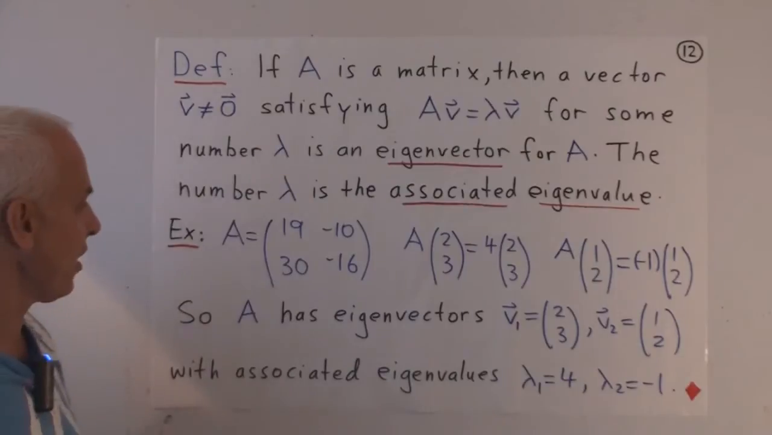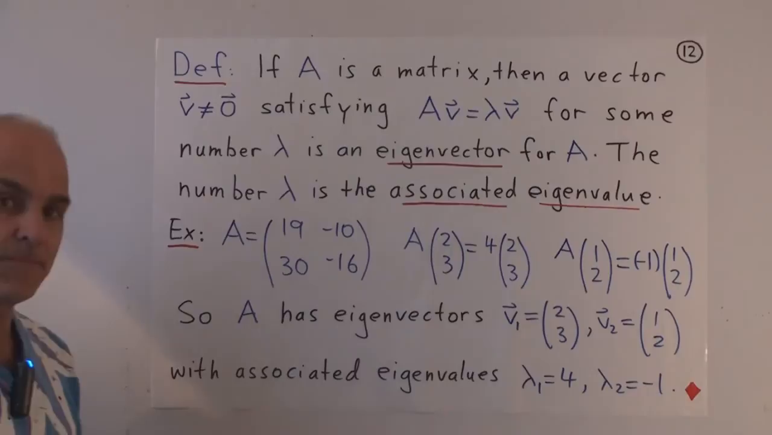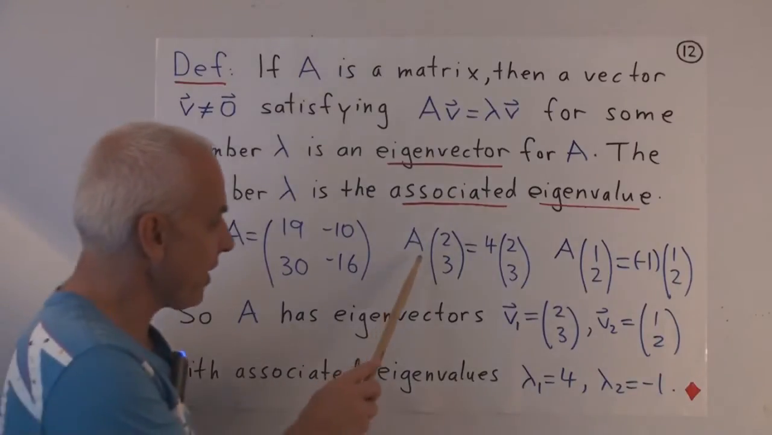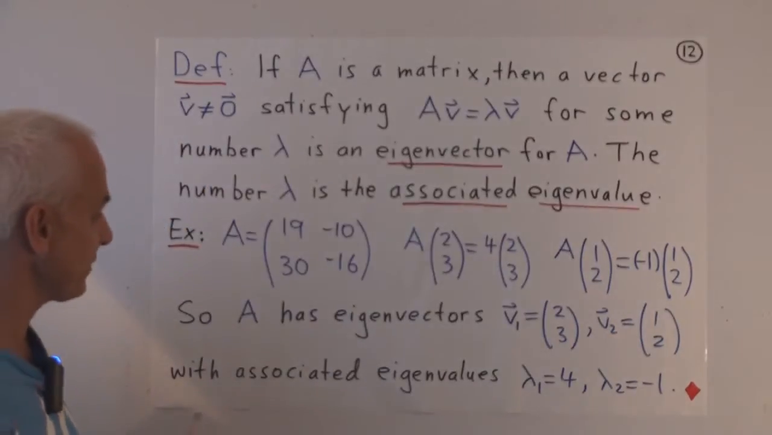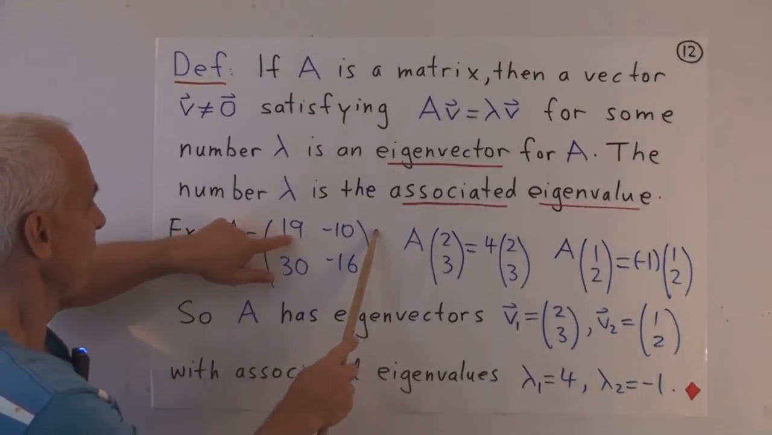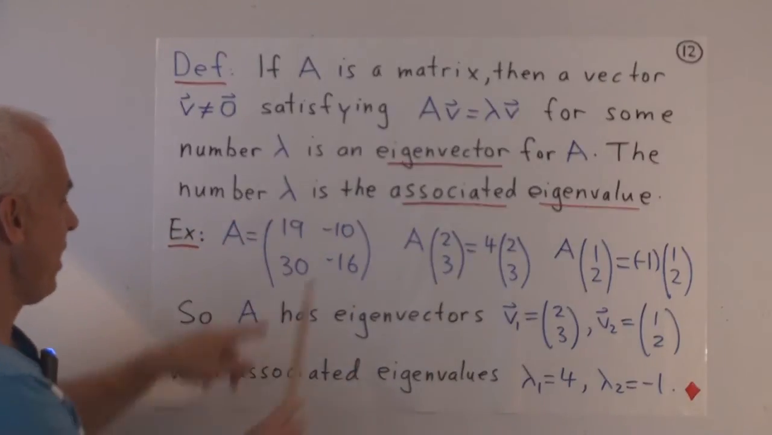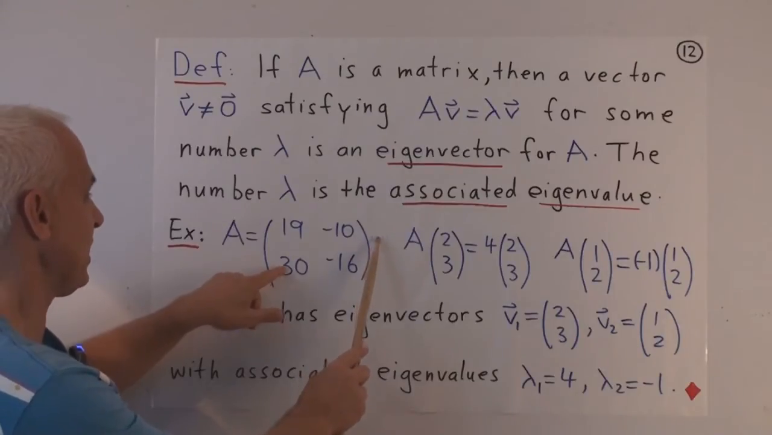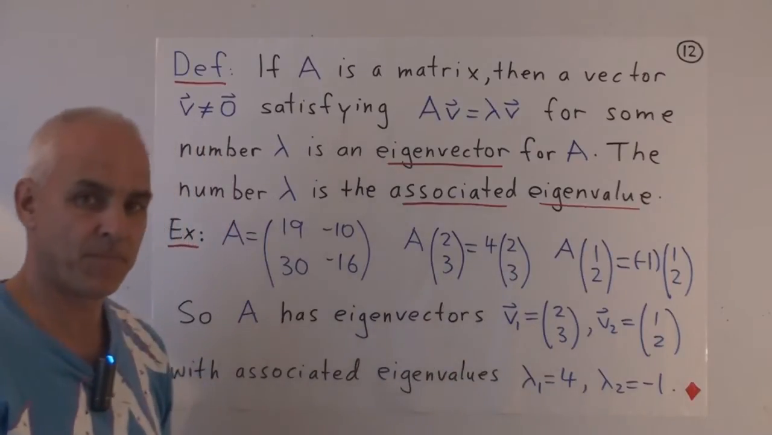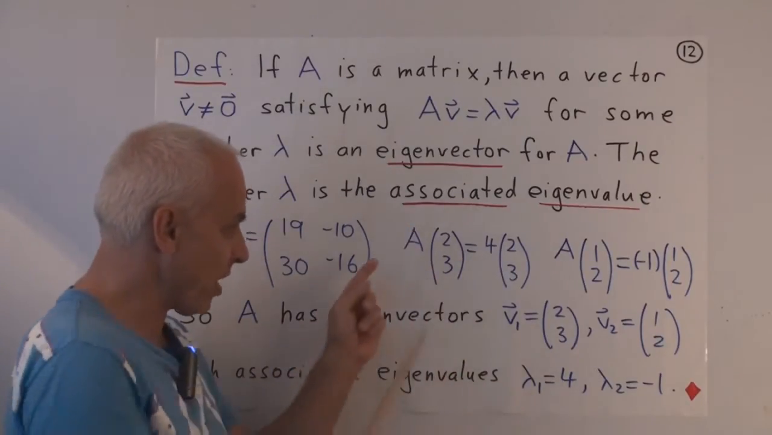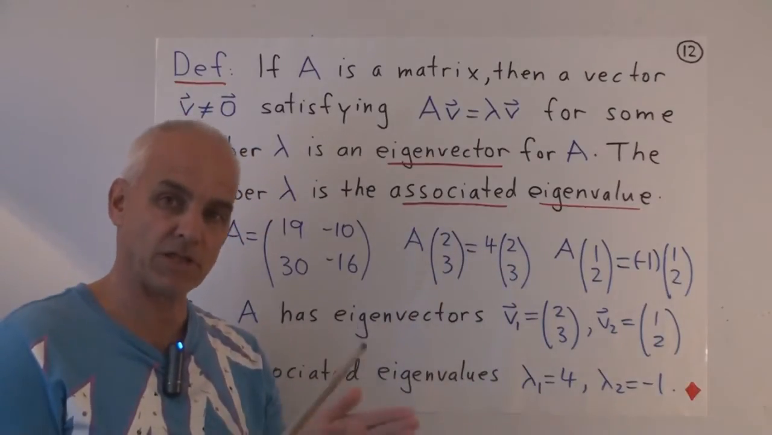So here was our example. The matrix A is 19, minus 10, 30, and minus 16. Now you can check that if you multiply A times the vector 2, 3, what are you going to get? You're going to get 38 minus 30, that's 8, which is 4 times 2. And the second entry will be 60 minus 48, that's 12. That's 4 times 3. So the vector 2, 3 has the property that when you multiply it by A, you're getting exactly 4 times 2, 3. You're getting a multiple of 2, 3.